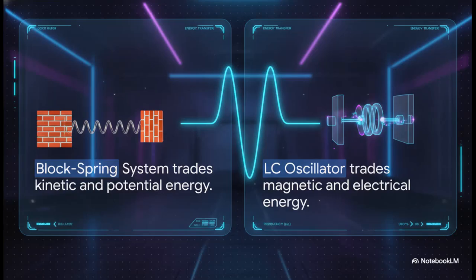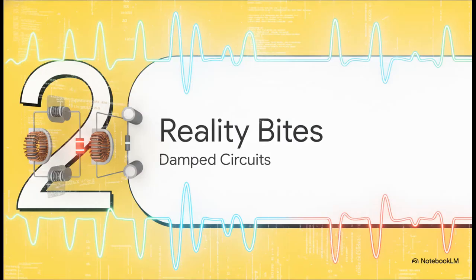You know, we can actually compare this invisible circuit to something super physical, like a block bouncing on a spring. Just as that physical block constantly trades potential energy for kinetic energy, our LC oscillator constantly trades electrical energy for magnetic energy. The math and the physics are practically identical. It proves that invisible electrons and magnetic fields bounce back and forth just like a physical weight on a bouncy spring. But, of course, part 2, reality bites with damped circuits.